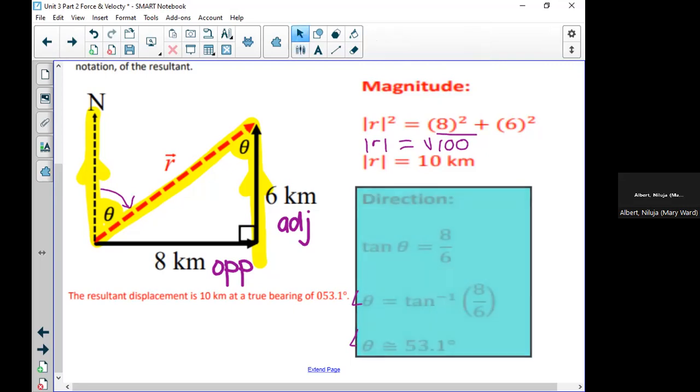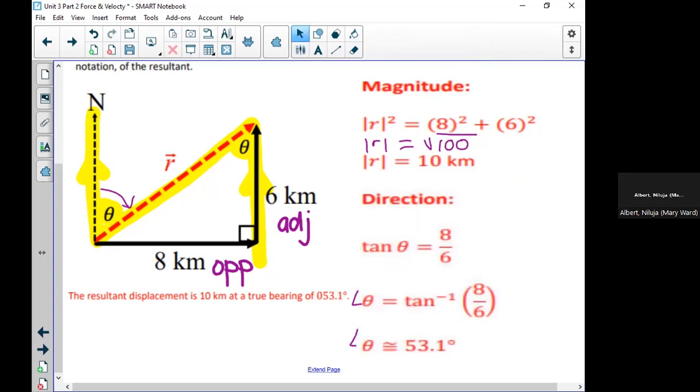So if I go to my arrow, in order to solve for the direction, I'm going to say that tan theta is equal to the opposite over the adjacent. So that means that angle theta, and please don't just write theta by itself. Remember, when you're solving for an angle, because we are solving for direction, angle theta is equal to the tan inverse of 8 over 6. So angle theta is equal to 53.1 degrees.